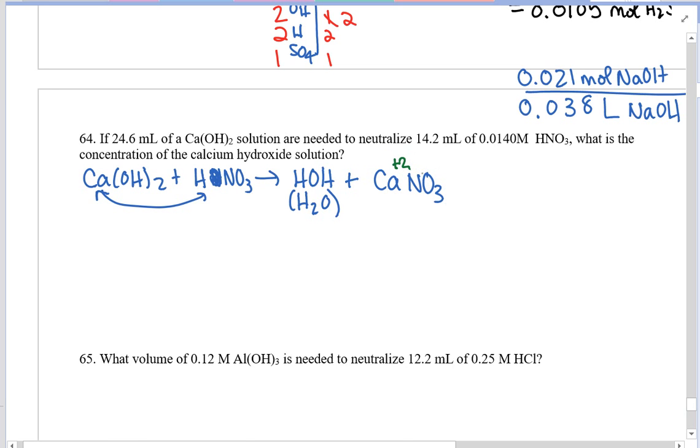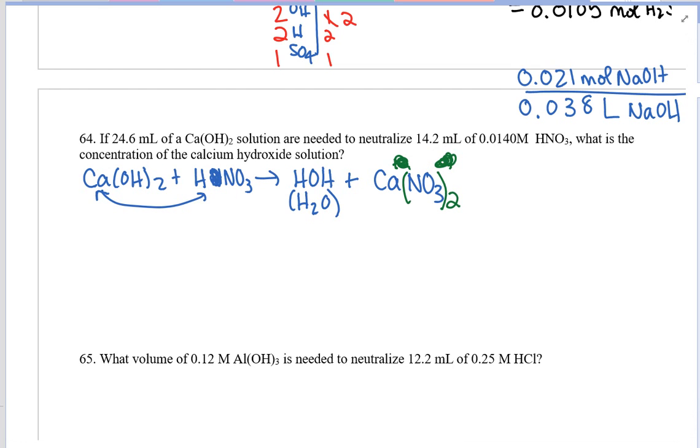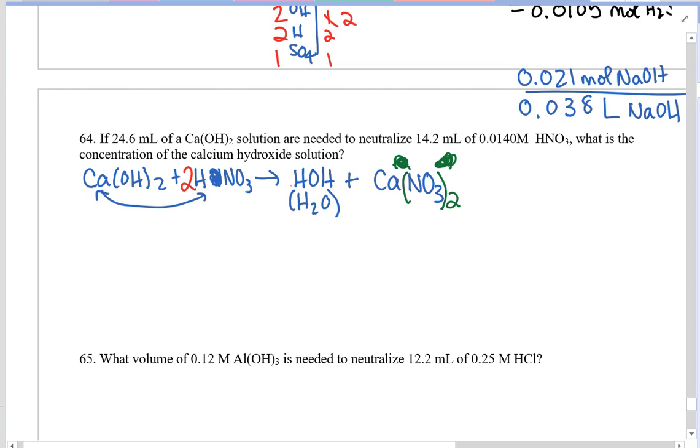Calcium has a +2 charge. Nitrate's -1. So if I do the crisscross, the 1 goes down here. We don't write the 1. 2 goes down here. Wait, that looks like 32, so let's put parentheses here. Okay, I'm going to go back and I'm going to cross this out. So here's my reactants and products, and when I go through and balance it, I will find that I need a 2 here and a 2 here.